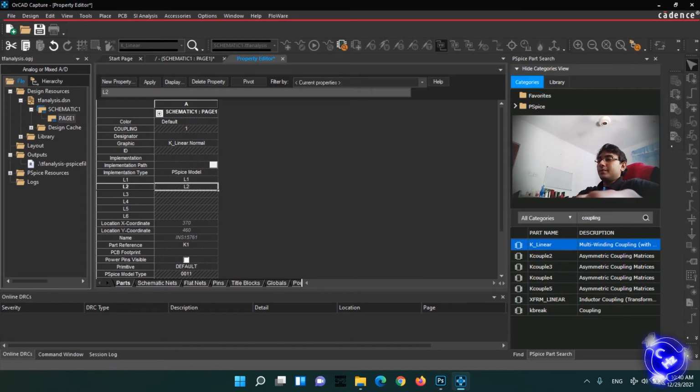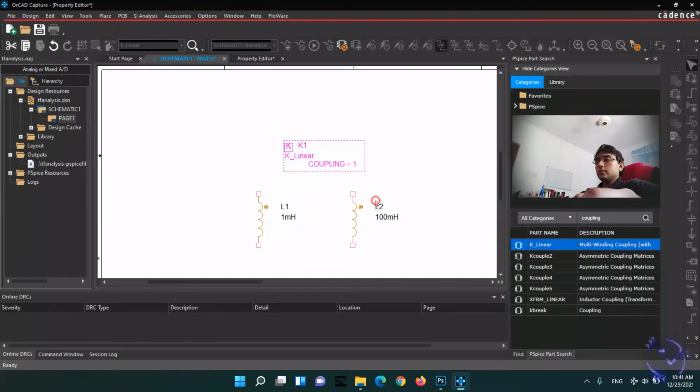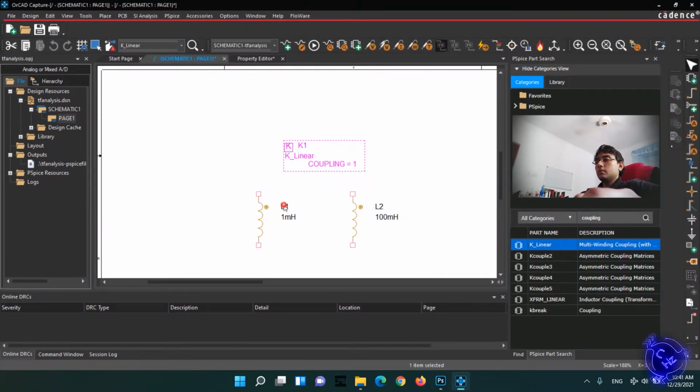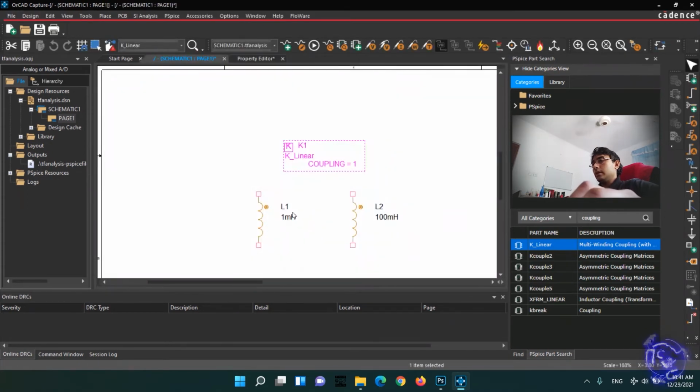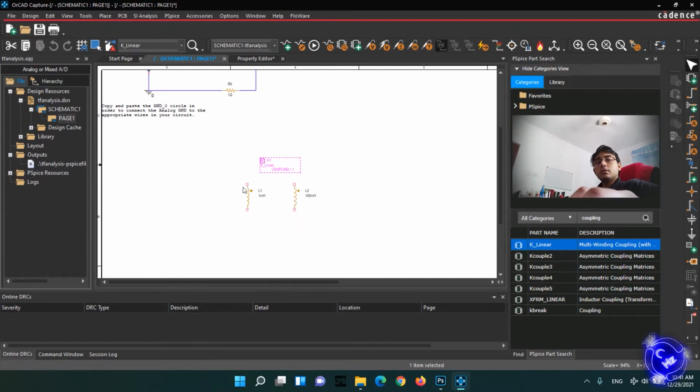I can mutually couple up to 6 inductors by using this coupling, right? Inductance 1 is L1, inductance 2 is L2. If this is L3 and this is L4, I can set L1 as L3 and L2 as L4, right? So this is my primary and secondary inductance, right?